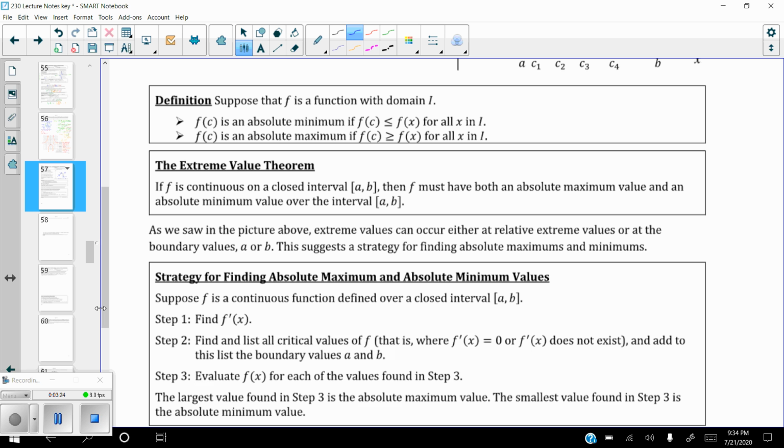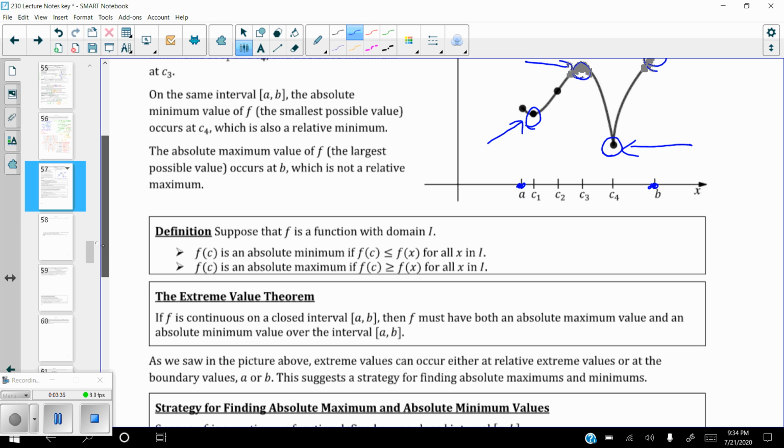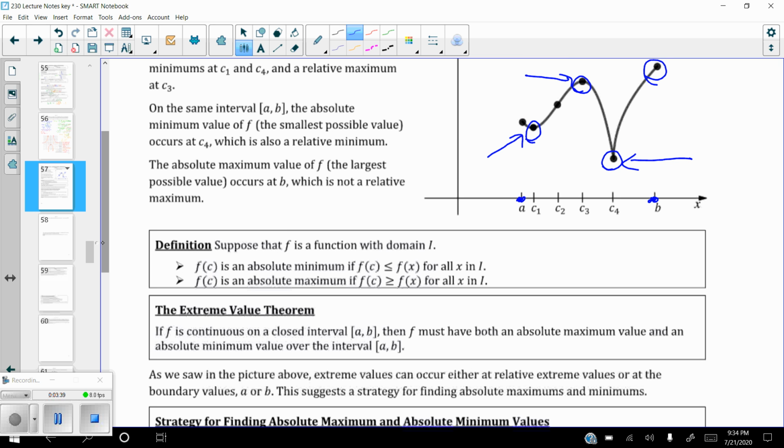The extreme value theorem, and again, you don't have to necessarily know this by name, but it should make sense. If f is continuous on a closed interval, and the function that we looked at up here was continuous on a closed interval because the endpoints a and b are included in the graph, then f must have both an absolute maximum value and an absolute minimum value on the interval from a to b. You have to have a highest and a lowest value on a continuous and closed interval. Okay, it has to happen. There's just no other way to do it.